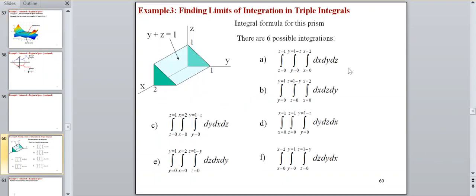Okay, now look at the next example. We have a triple integral over a bounded region D, which is this solid, a prism. It seems the function is f of x y z equals 1. So if we take the triple integral of 1 dV, this integral actually means the volume of this prism. As I said, to find the volume of this prism, we have to take the triple integral on D, if you remember.